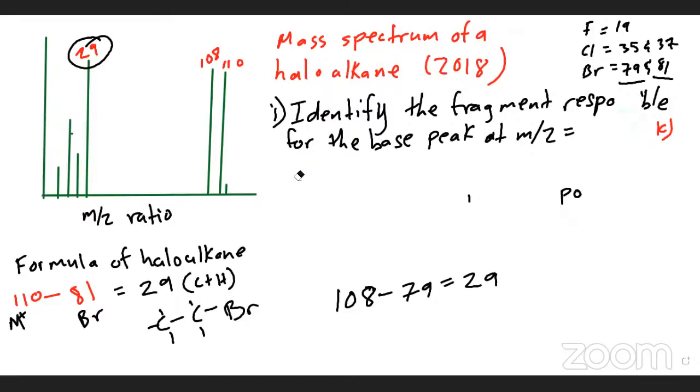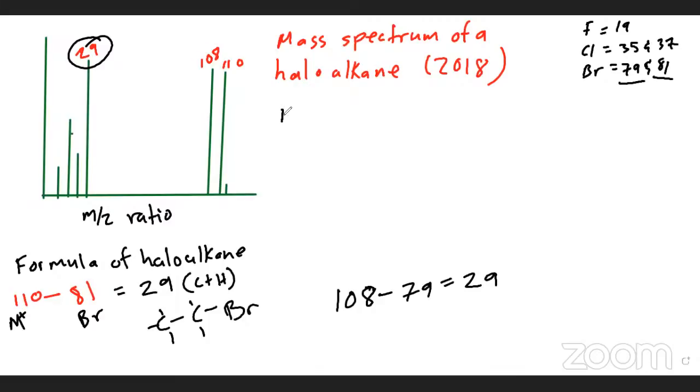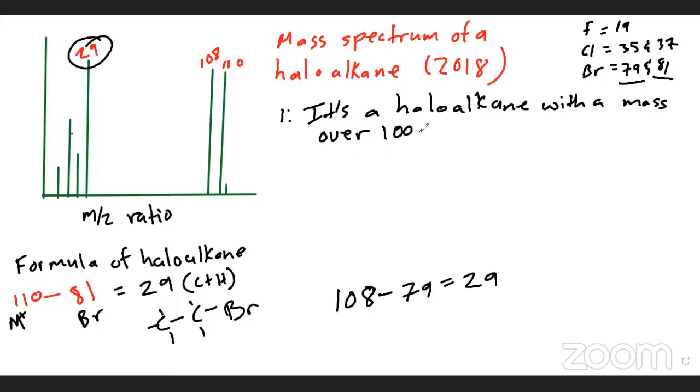All right, so let's look again. Let me just erase this. All right, so you know it's a haloalkane, right? What I'm doing now is how we arrived at the answer. It says to give an explanation for the halogen present. So for the first thing, we know it's a haloalkane with a mass over 100, so it's heavy.